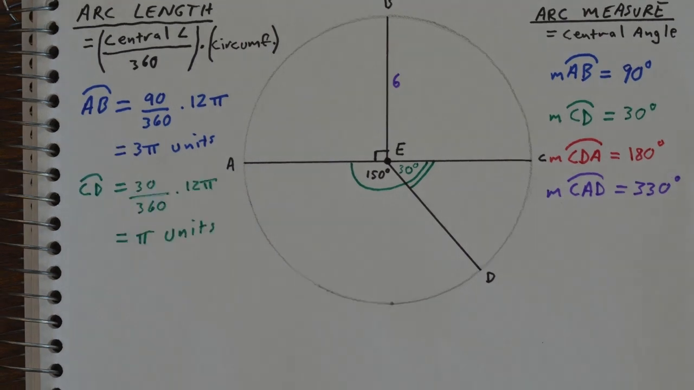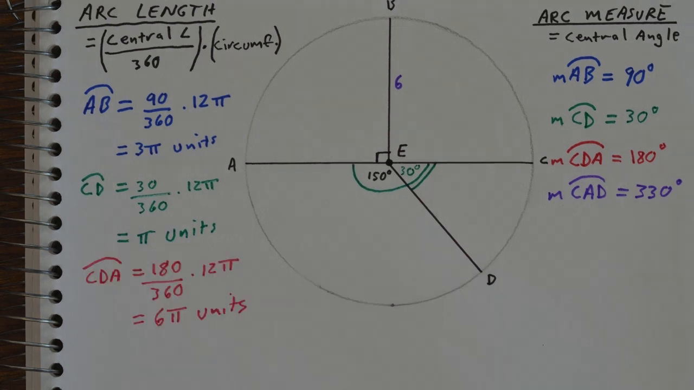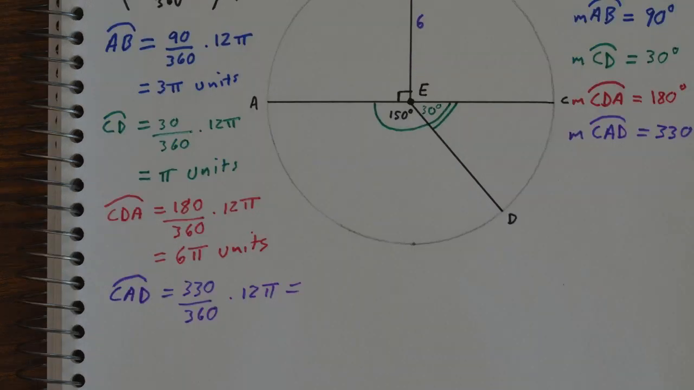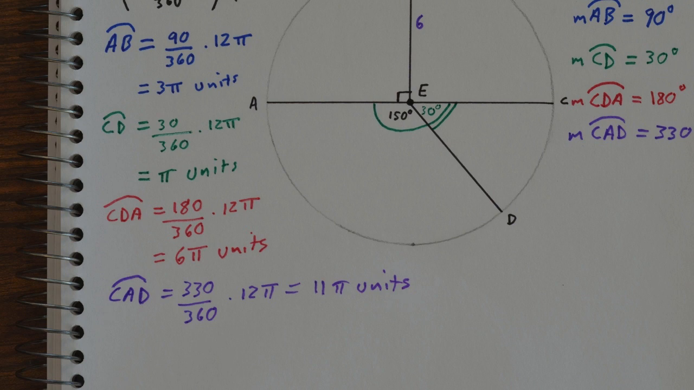Length of CD is exactly pi units. The length of arc CDA is half of the circle, 180 over 360 times 12 pi. And the length of arc CAD is, again, the reduced fraction times 12 pi, which gives you 11 pi units.